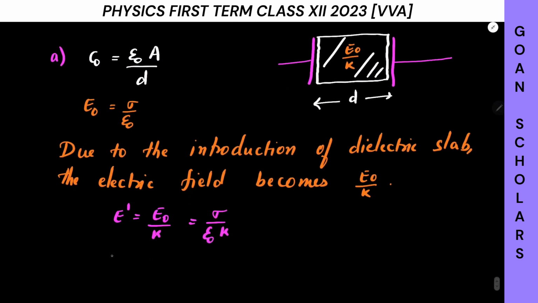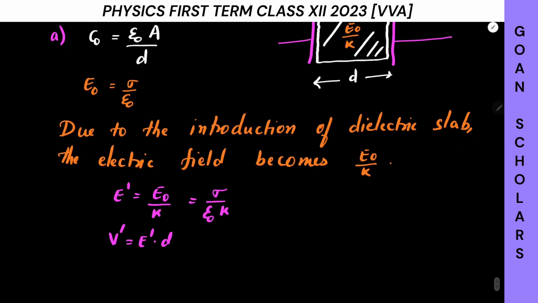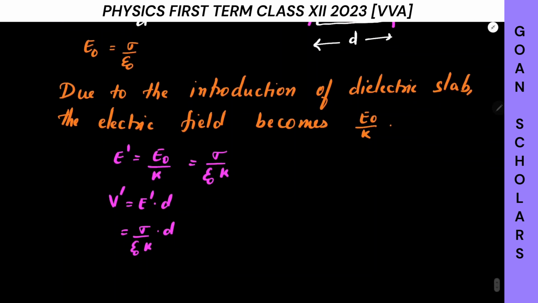If this is the new electric field, what will be the new potential because of this dielectric? New electric field into the separation, which is the same. So this will be sigma upon epsilon naught K into D. And what is sigma, from the first chapter? Charge upon area. This is the new potential.